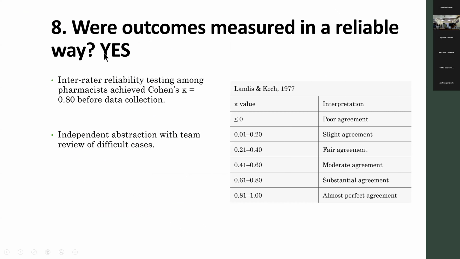Were the outcomes measured in a reliable way? They looked at Cohen's kappa, which is an inter-rater reliability test. So how do you interpret it? Less than 0 is poor agreement, and 0.8 to 1 is almost perfect agreement. This was around 0.8, substantial agreement. So we can say there's an 80% chance of good correlation between the raters. In a statistical study, that is very good reliability. After this, they had an independent abstraction with team review of difficult cases. So this outcome was measured in a reliable way.